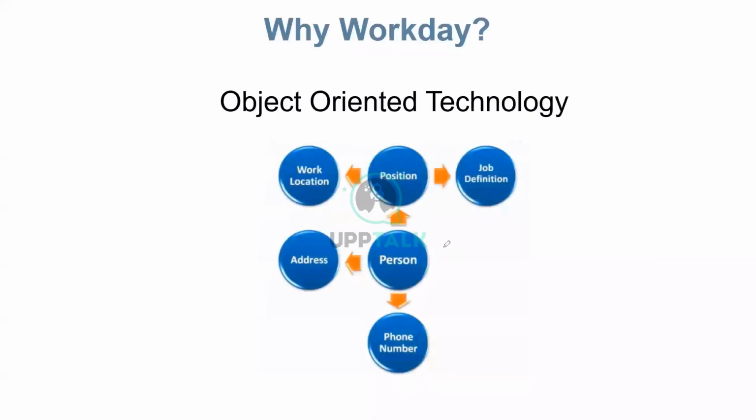We talked a little bit about object-oriented technology here. The person is a primary object. The position, phone number, and address are related objects to the person. And the work location and job definition are related objects to the position. And all these relationships are stitched together by Workday.